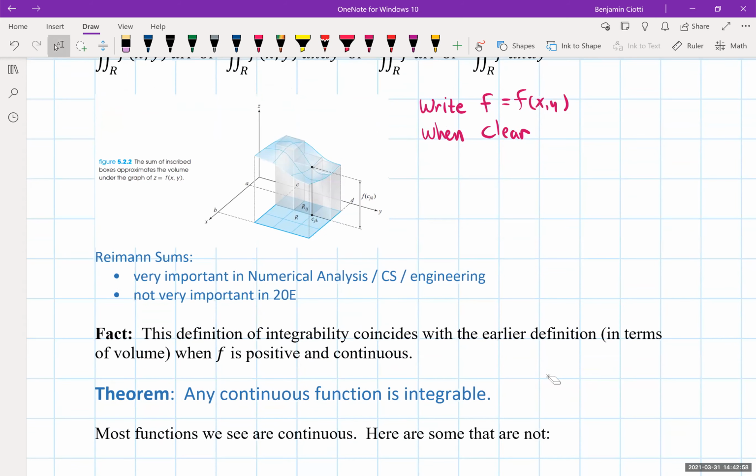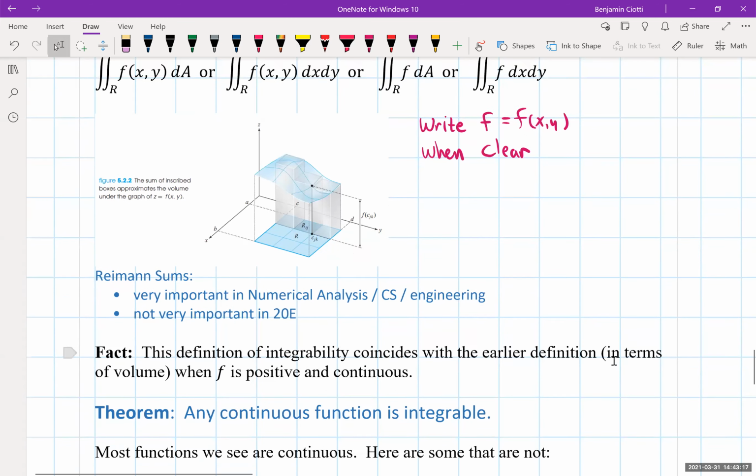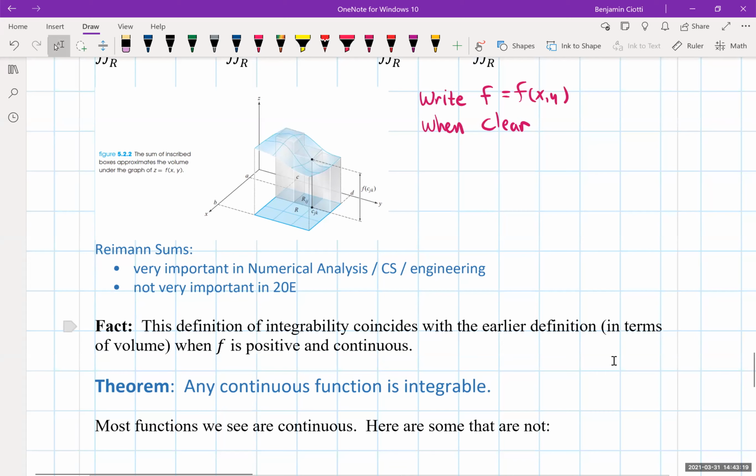If it's not positive, then you have to adjust that statement slightly, and you would call it the signed volume. If it's not continuous, well, I'll talk a bit more about that later. So in fact, actually, I'll talk about that right now. Here's a theorem: if the function is continuous, then it's integrable.